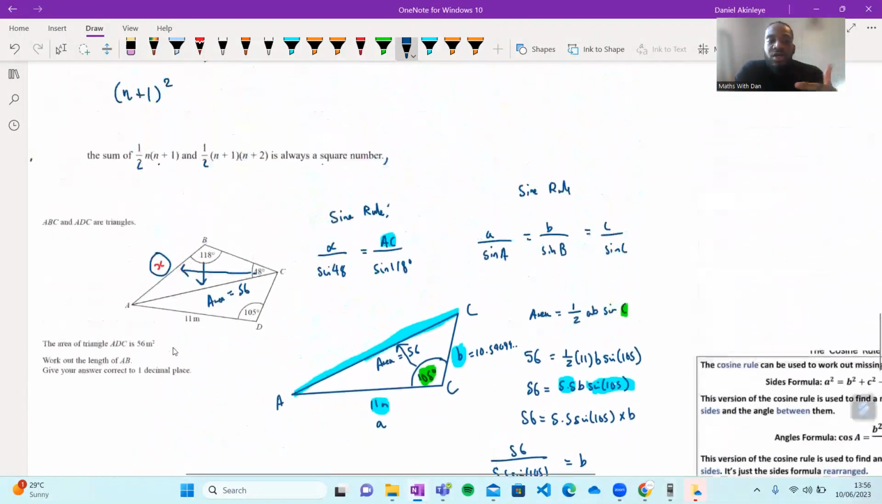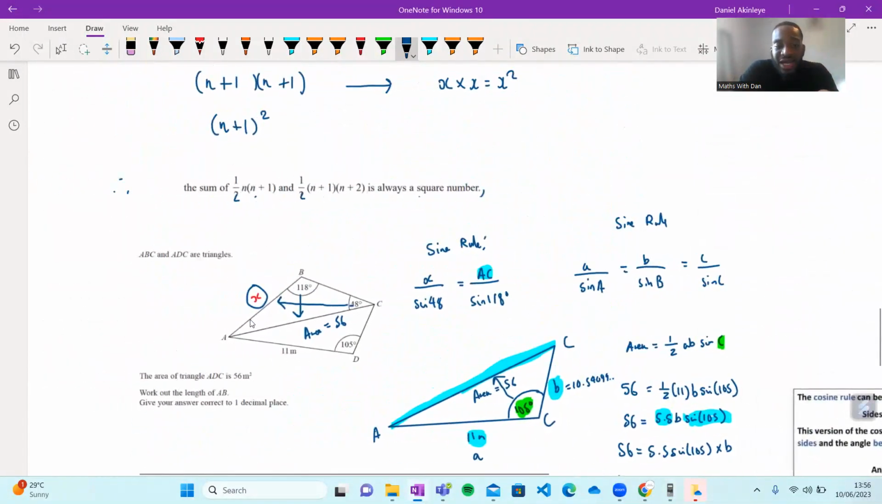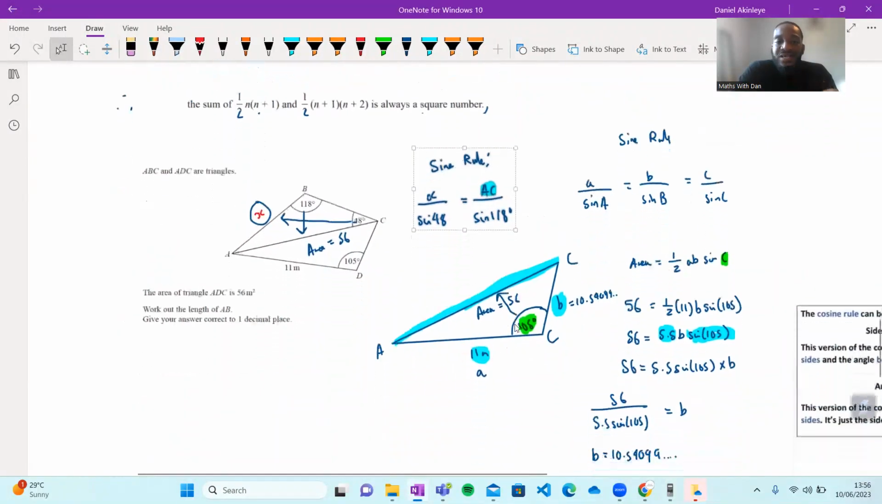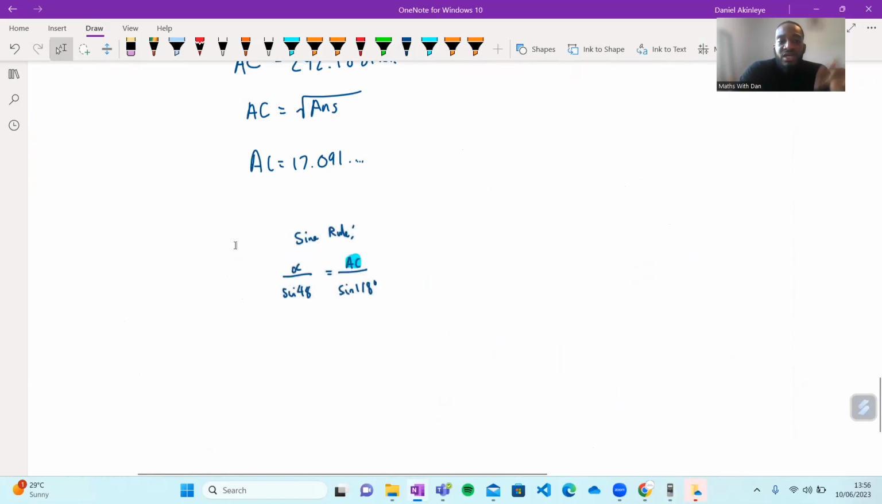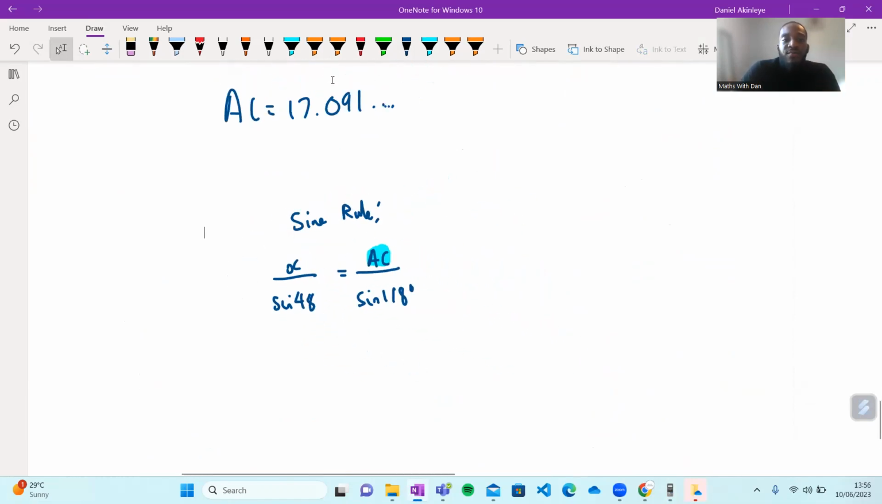Now, why is this good? Because remember, we're looking for X, what we labeled X, A to B. At the very beginning, we knew that we needed to use the sine rule to answer this question, and the key was figuring out what AC is. We now have this. So we can just plug this in here, rearrange, and that will give us X. So we're going to do this now.